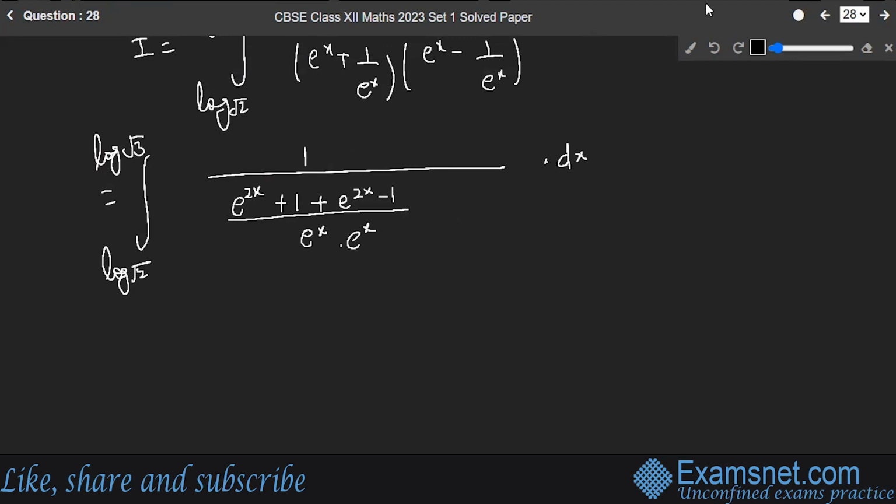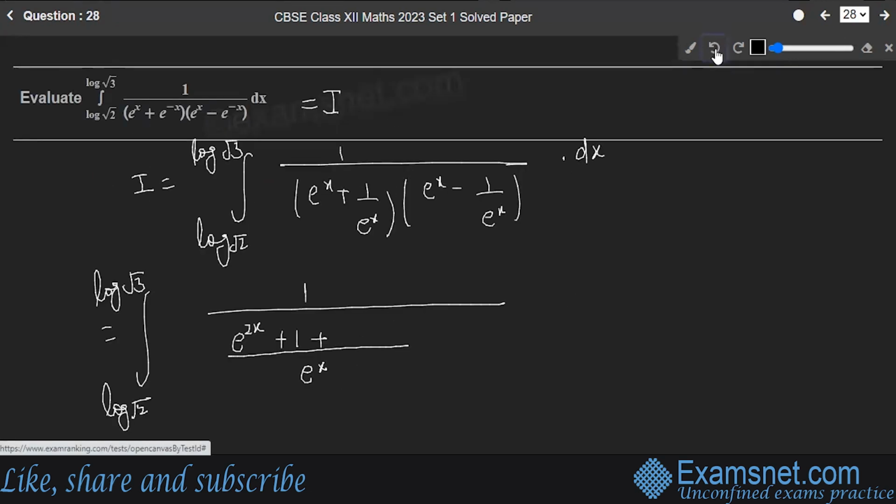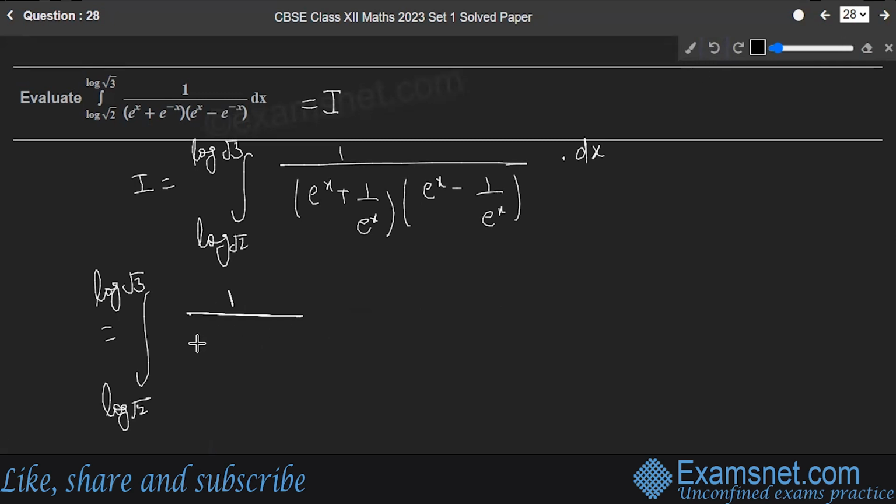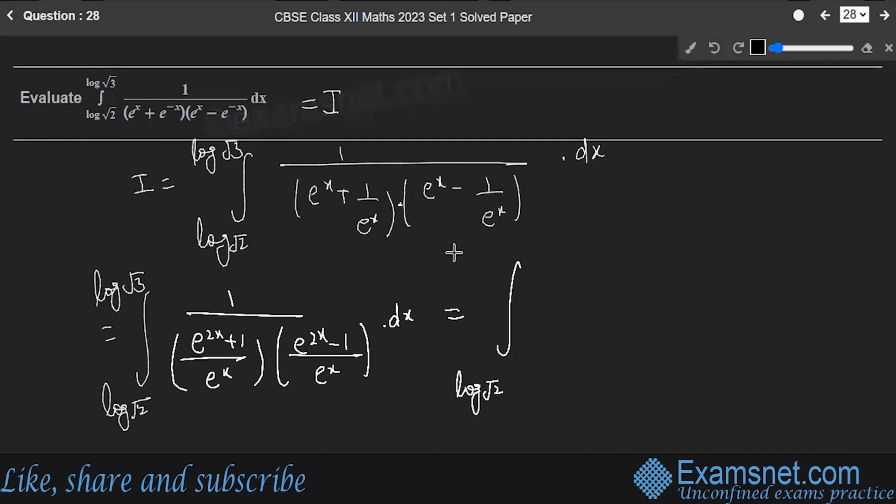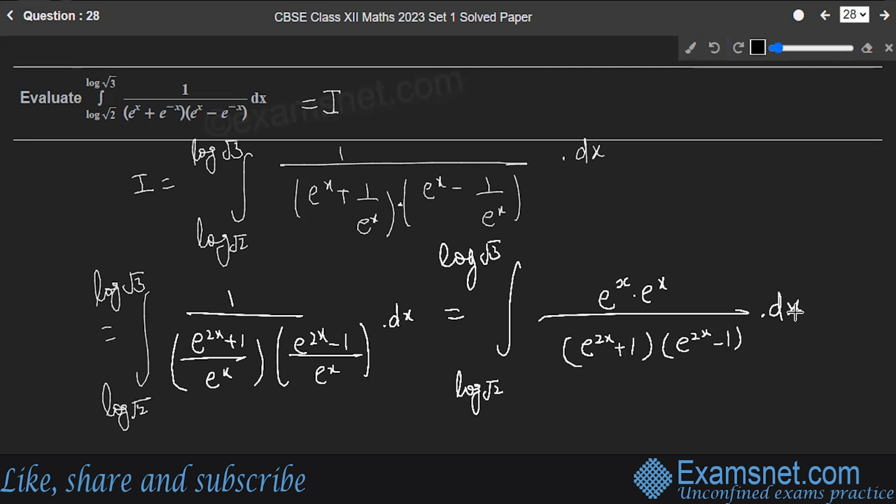Wait. Sorry. I have made this mistake. So this is equal to (e raised to power 2x plus 1) upon e raised to power x. They are actually in the multiplication form, not in the addition form. And this is (e raised to power 2x minus 1) upon e raised to power x dx. That is equal to the integral from log root 2 to log root 3, where e raised to power x into e raised to power x will be taken here, of (e raised to power 2x plus 1)(e raised to power 2x minus 1) dx.